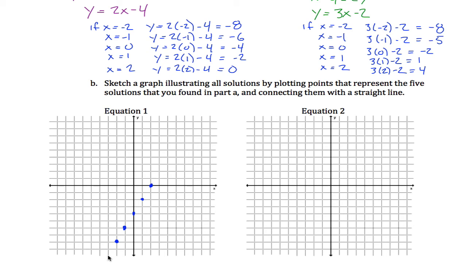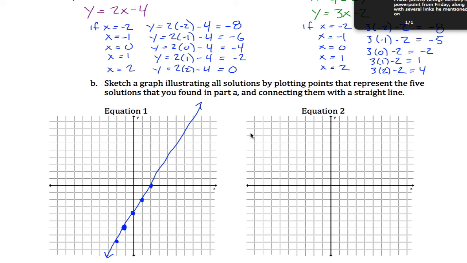And then I can connect them with a straight line, or a straight-ish line. It's a little bit hard to do on a computer. Whatever, good enough. Maybe I'll make my dots a little bit bigger so I can really see where the points are. And then I can move over to this guy.